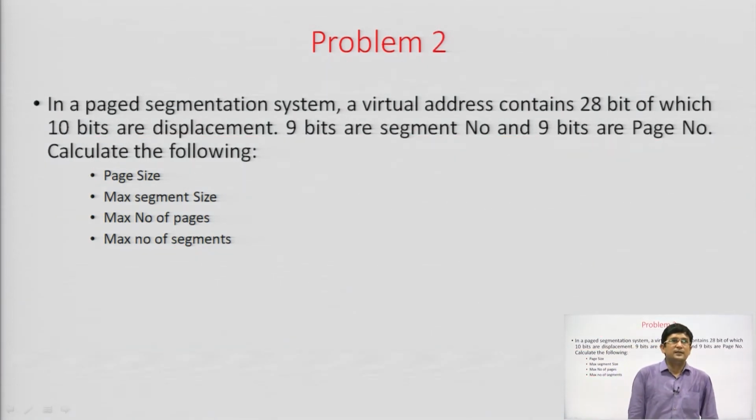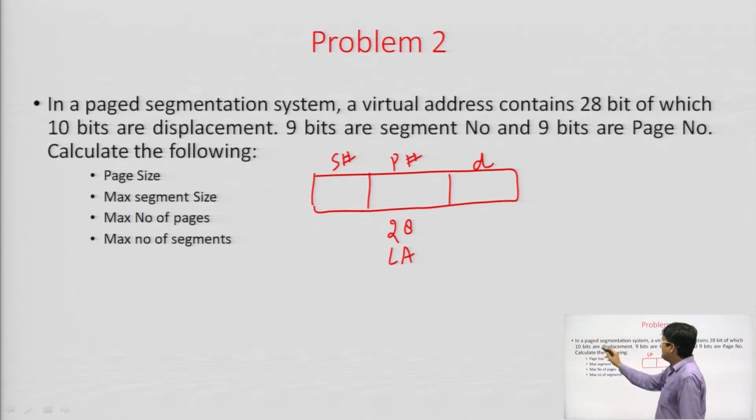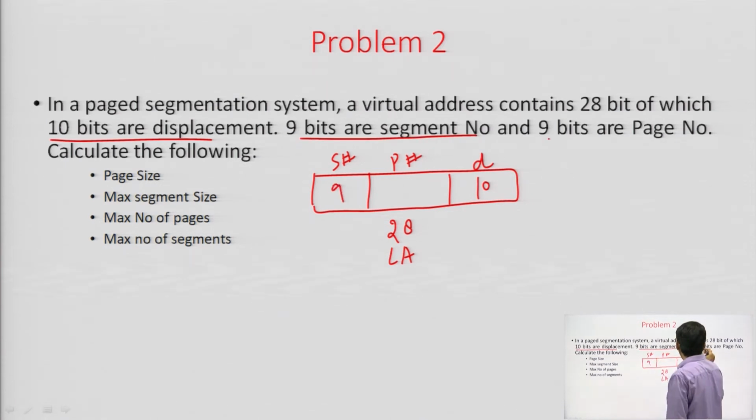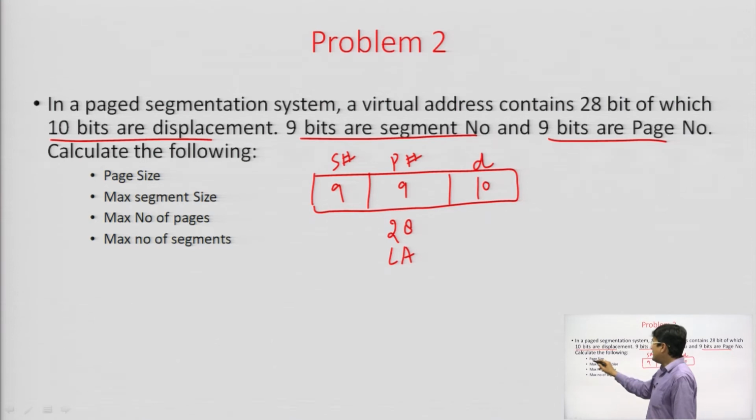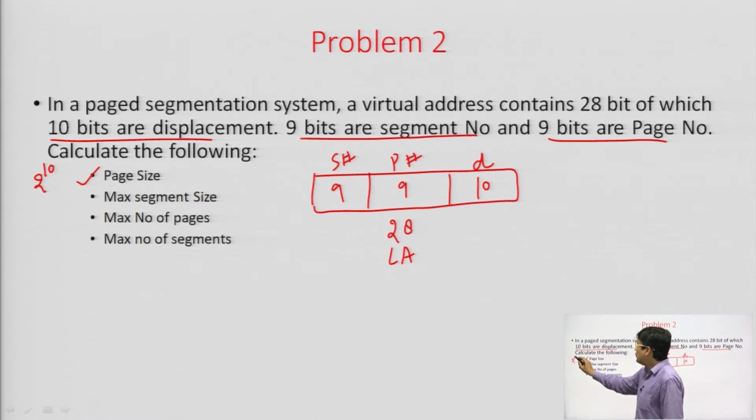Let us solve this numerical. This is saying that in a page segmentation system, a virtual address contains 28 bits, out of which 10 bits are displacement. So this is the 28-bit logical address. There will be 3 components in this: segment number, page number and offset. 10 bits are displacement D, 9 bits are segment number and 9 bits are page number. Here it is asked what the page size is. So obviously D will represent the page size. So 2 raised to the power 10 means 1 kilobyte is the page size.